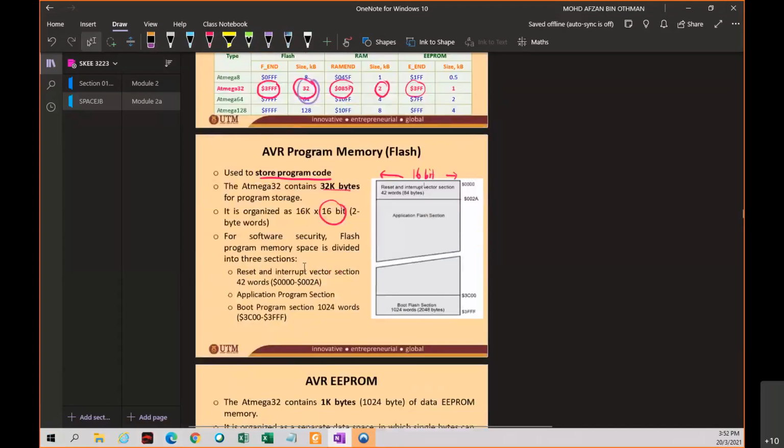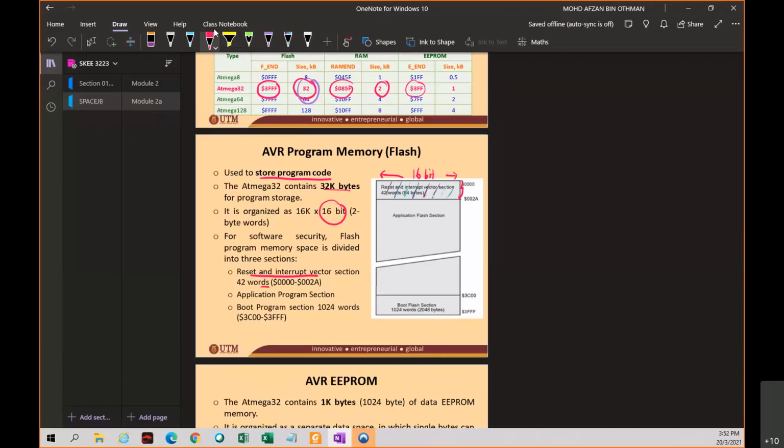Okay, for the software security, the program memory or flash memory can be divided into 3 parts. The first part kita panggilkan dia sebagai reset. So this is for the reset. Part yang ni tak boleh kacau. So this is for the reset and interrupt vector section, started dari address 000 sampai 02A.